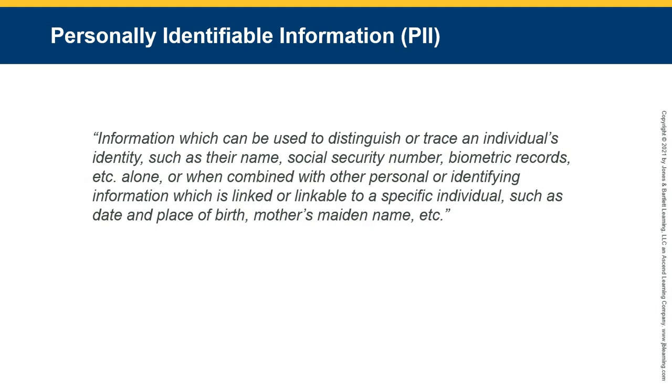Personal identifiable information. This is something we all need to know. Basically, it's information which can be used to distinguish or trace an individual's identity, such as their name, social security number, biometrics records, etc., alone, or when combined with other personal or identifying information which is linked or linkable to a specific individual, such as date and place of birth, mother's maiden name, etc. So this is what we want to make sure we keep. Personal identification is not top secret, but we don't want it out there. We want to protect it.